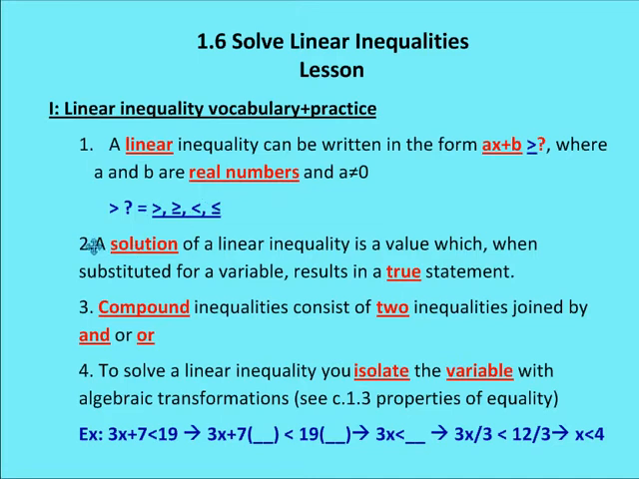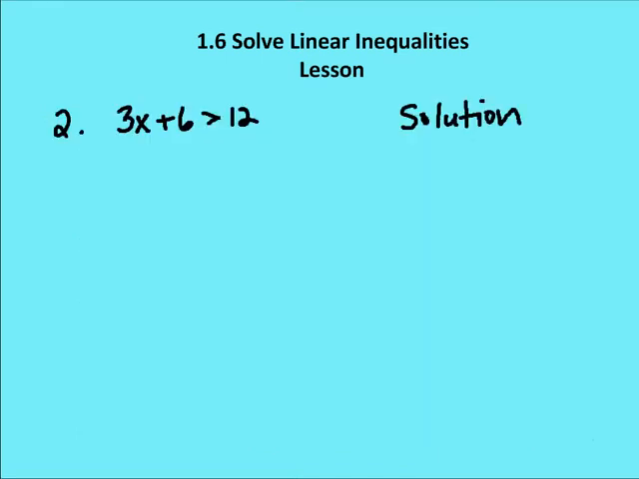A solution of a linear inequality is a value which, when substituted for a variable, results in a true statement. All right, lots of words for you. Let's take a look at what that might mean. I have a linear inequality, 3x plus 6 is greater than 12, and I want to figure out what a solution could be. There might be one solution, no solutions, or many solutions for linear inequalities. In this case, we have many solutions.